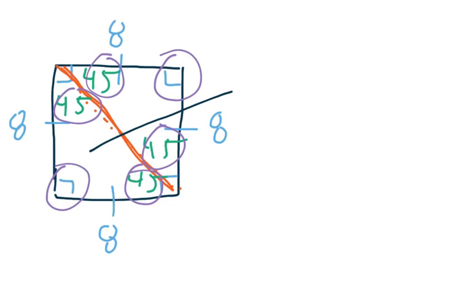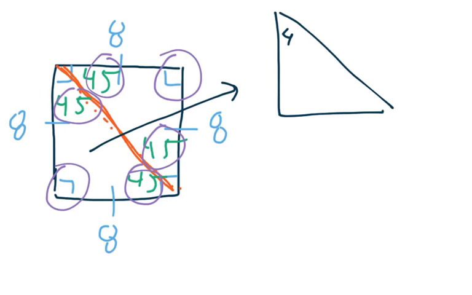So I'll just take this triangle out here. And again, we know that these are 45. We have a 90. We already know that these sides are 8. So if I want to find the diagonal, let's call it C, because that's usually what we call the hypotenuse. Let's see what we get with the Pythagorean theorem.